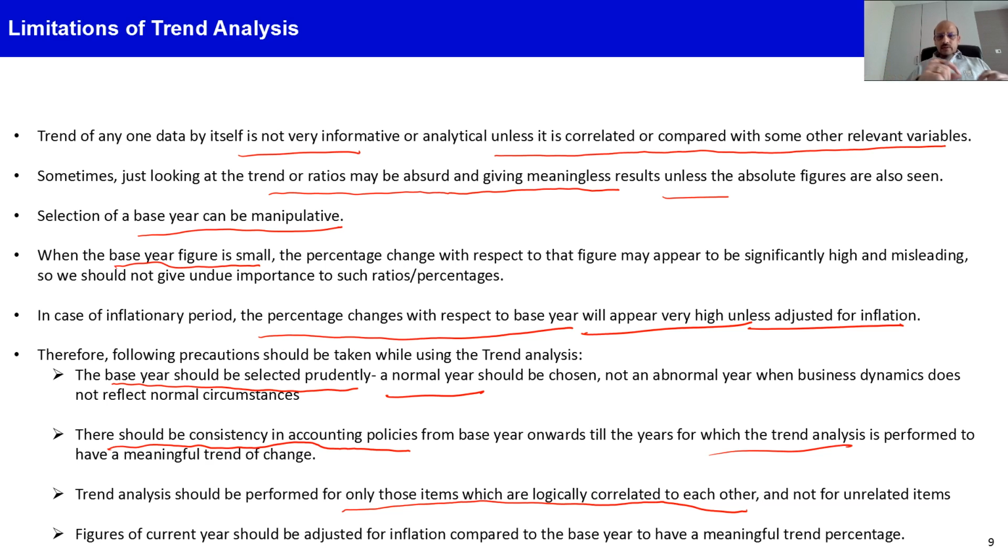For example, when you compare the increase in current assets versus the increase in current liabilities, they are logically correlated. Similarly, the increase in liability and the increase in reserves and surplus or increase in net worth can be compared. But if you start comparing two variables which are totally not correlated to each other, that will not be a proper use of trend analysis. And the last is that when you get the index in an inflationary period, you should adjust those numbers with the inflation numbers to make it a more meaningful trend percentage.